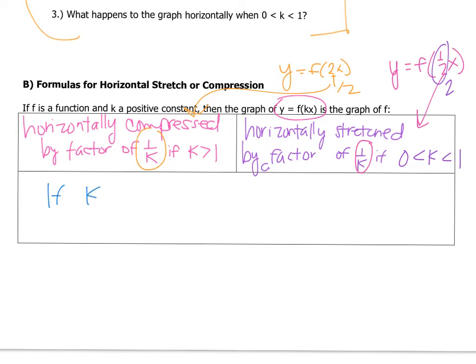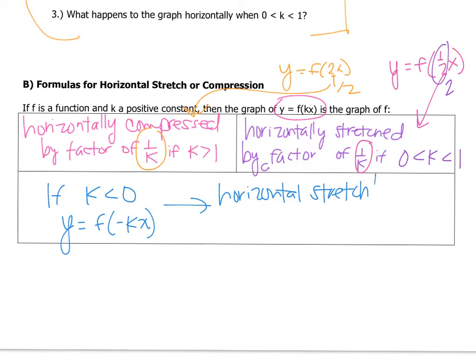If k is less than 0, so for instance, y equals f of negative kx, then what's happening is we are taking that horizontal stretch or compression and we are taking a reflection over the y-axis. Remember that the negative on the inside reflects over the y-axis, okay?